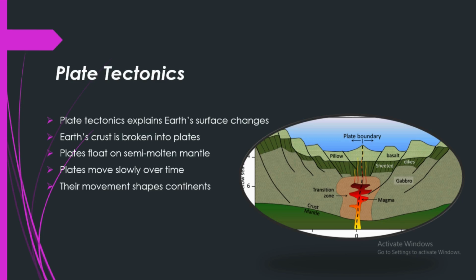So this topic is about plate tectonics. Basically, plate tectonics explains the Earth's surface changes. The Earth's crust is broken into plates, and the plates float on the semi-molten mantle. Plates move slowly over time, so their movements shape the continents.